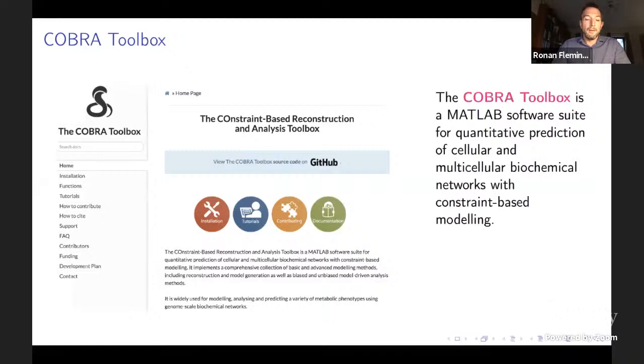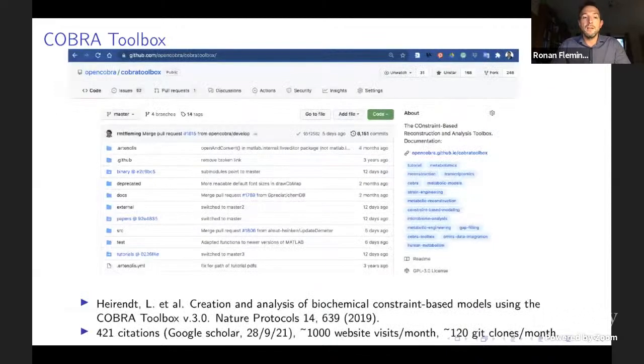So we have disseminated, together with collaborators I mentioned already, the algorithms for sampling through what's called the COBRA Toolbox. It's a MATLAB suite for prediction and modeling with constraint-based modeling of biochemical networks. It's very widely cited. The website is visited 1,000 times a month, about 120 Git clones a month, and it's the largest collection of constraint-based modeling algorithms.